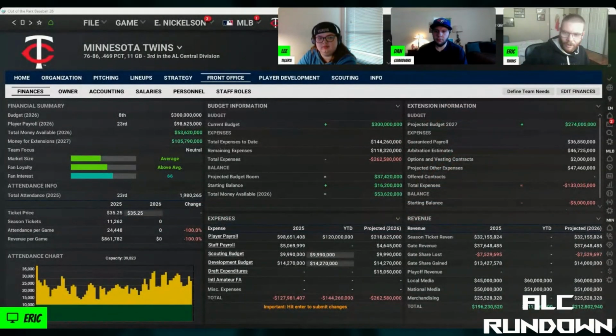So we can get started. I have to go completely off of the screen because it's going to take up everything, so hopefully what I say makes sense. But oh, the 2026 Minnesota Twins. We can ignore this record. This was from the fictional league that they just did.